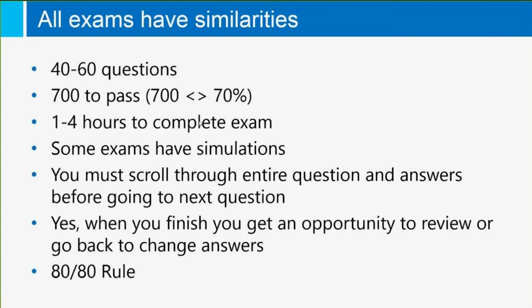The other thing they might discover is, wow, everybody did really badly on this exam. Maybe we should make the pass mark lower. Or they might say, wow, everybody did really well on this exam. Let's make the pass mark higher. So scoring 700 might actually map to 80%. Or scoring 700 might actually be equivalent to getting 60% on the exam. You will never know. You just know that 700 is the magic number.